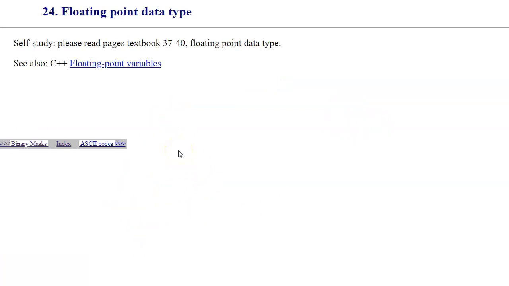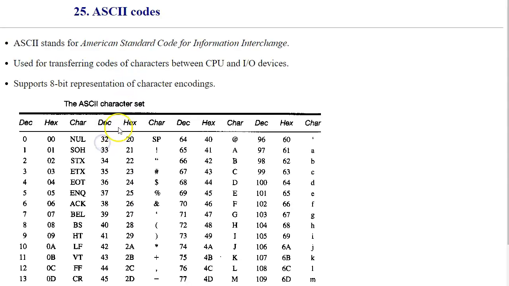The floating point data type, which represents real numbers with fractional values, is going to be covered in our future courses, but for now I'm just giving you some links to explore the floating point data type and some rules that apply to it.